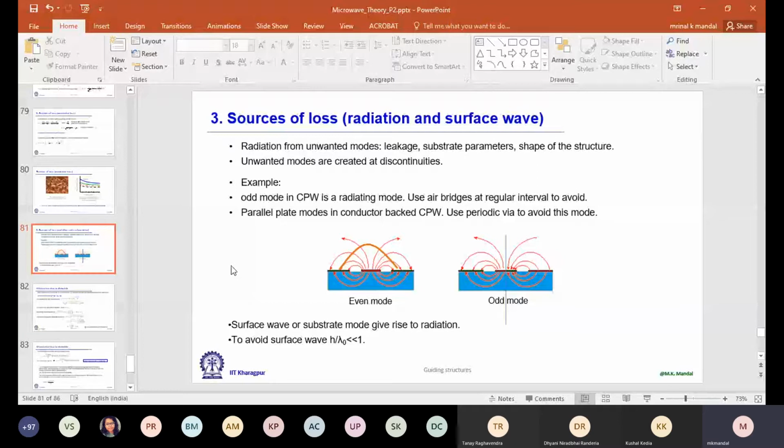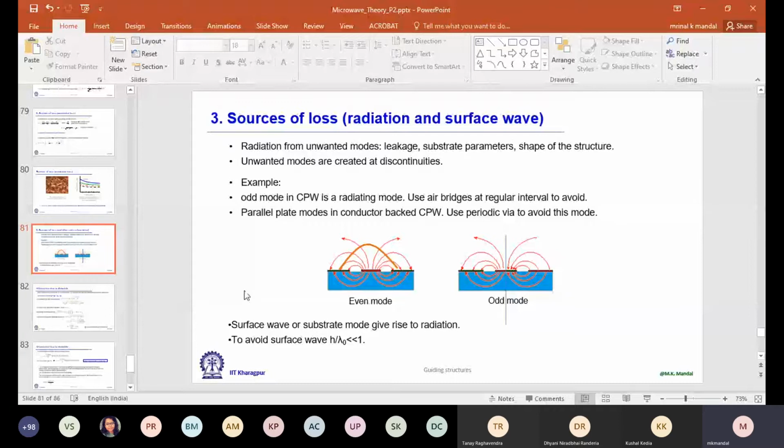Okay, and we use many of them, not just one. It looks like a periodic structure in the propagation direction. And if you are not sure about excitation of the odd mode, you actually use multiple of them, and the separation between two successive wire bonds is typically less than lambda g by 8, or of the order of lambda g by 8.